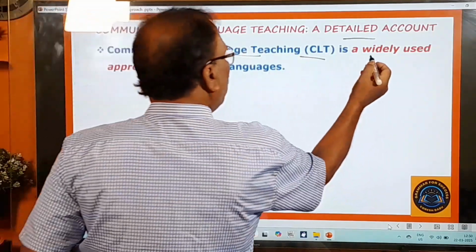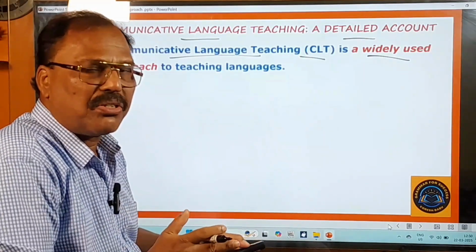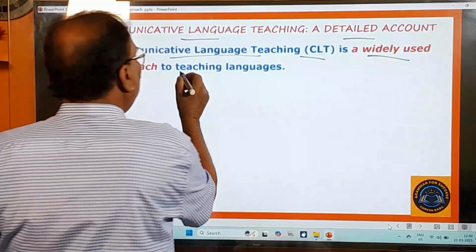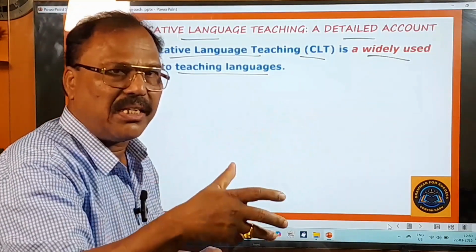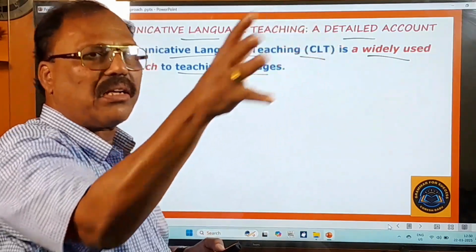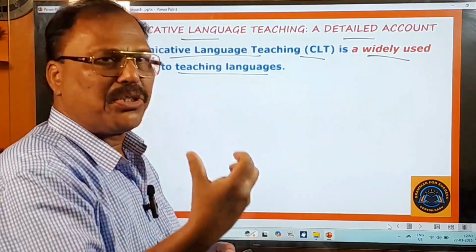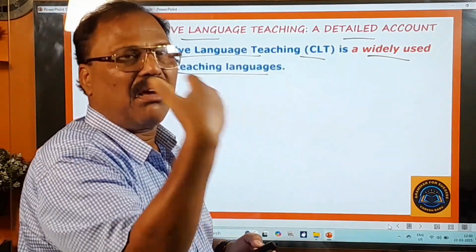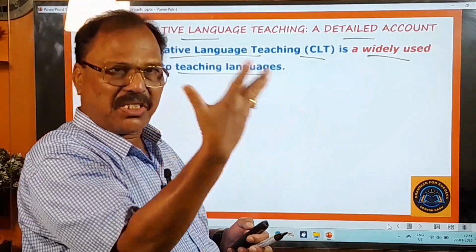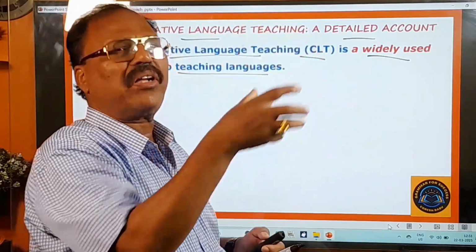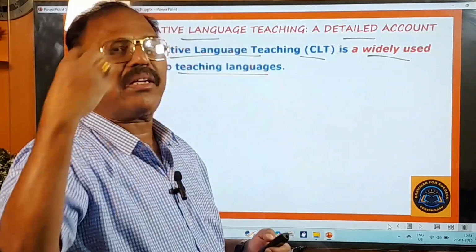So CLT is a widely used approach. It is an extensively used approach all over the world today in teaching languages, not only to teach the target language, that is English, but to teach other target languages also for various people. For example, somebody may wish to learn Arabic. Arabic is a target language for them, and somebody may wish to learn French, so French is a target language. So there are so many target languages. Whatever language you wish to learn, that becomes a target language for you.